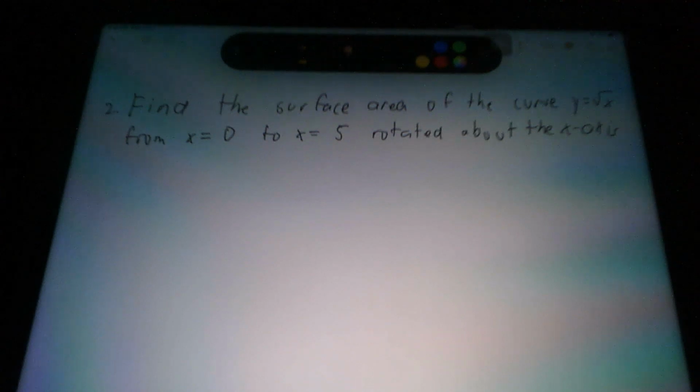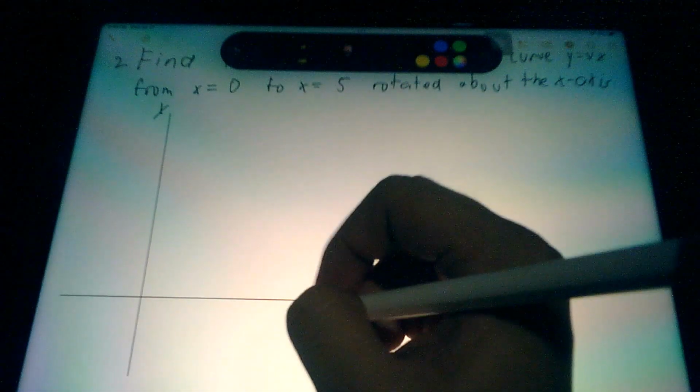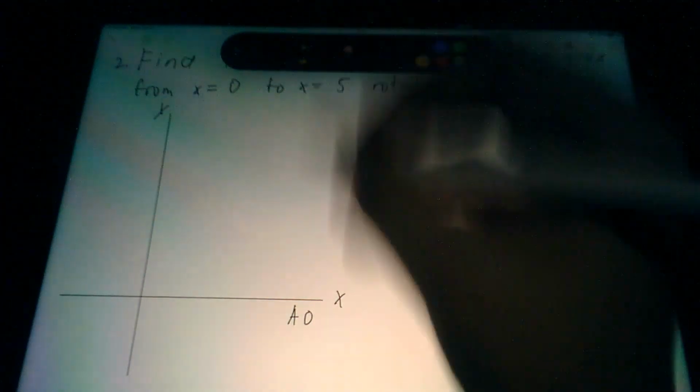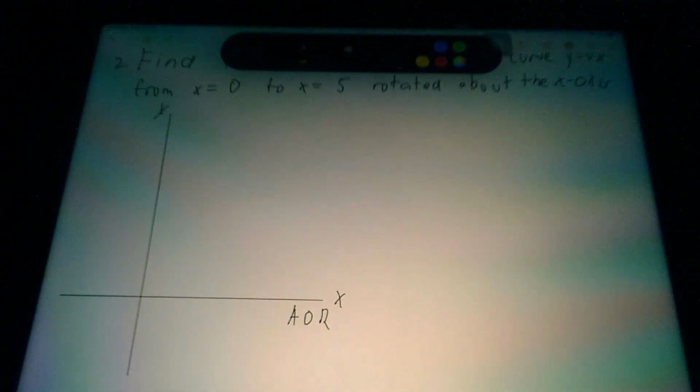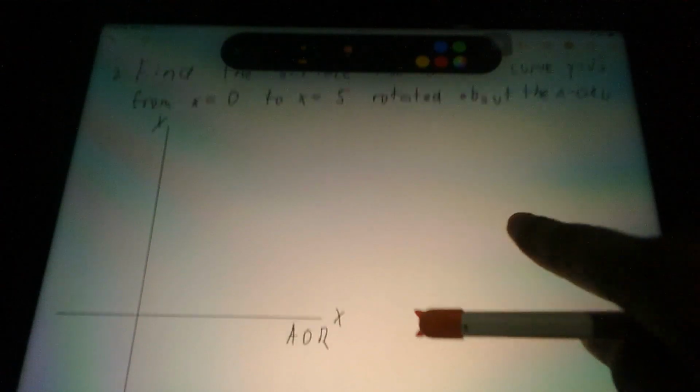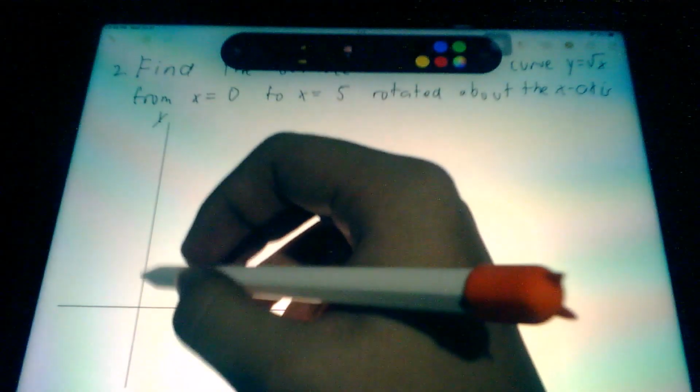So our number 2 problem is: find the surface area of the curve y equals the square root of x from x equals 0 to x equals 5, rotated about the x-axis. Now the first thing we need to do here is to illustrate. This is the y-axis, this is our x-axis, and this is our area of rotation, AOR, bounded by the curve y equals the square root of x.